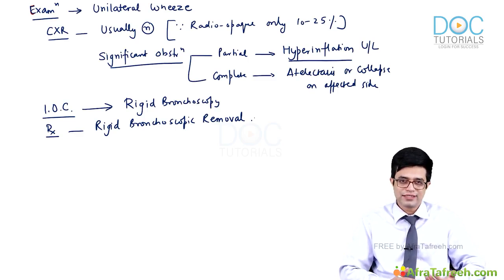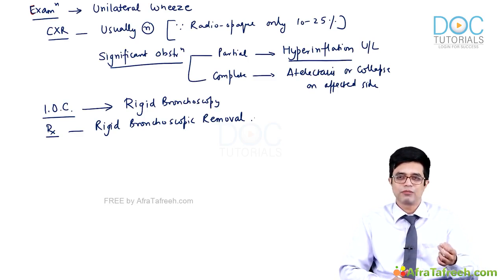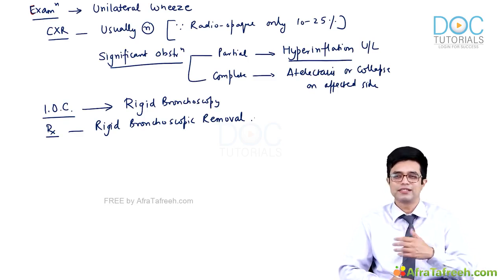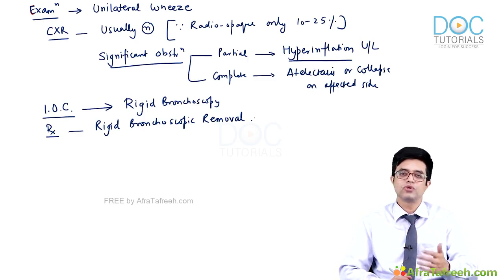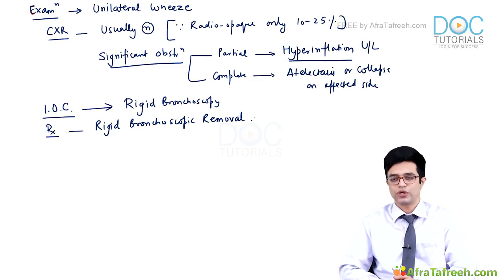At a lot of centers these days, they first do flexible fiber optic, then they go in for rigid bronchoscope, but it is just a matter of convenience. In a resource-limited setting like India, rigid bronchoscopic removal is the procedure of choice. It is both diagnostic as well as therapeutic.